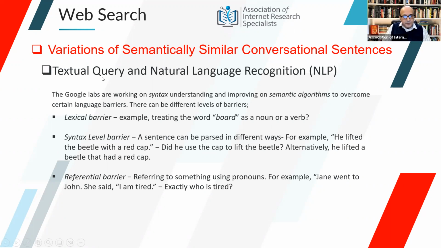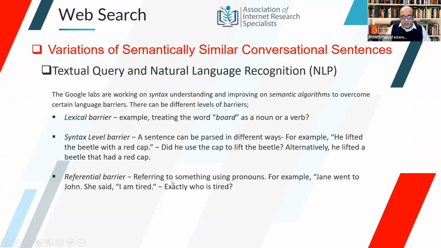Now, in natural language recognition, there are certain barriers, like lexical barriers. This is one barrier, for instance treating the word board as a noun or as a verb. Then there is a syntax level barrier, which means that if one uses the phrase, he lifted the beetle with a red cap, did he use the cap to lift the beetle? Alternatively, he lifted a beetle that had a red cap. So this could be a question for the search engine to interpret or to make its own decision. So there is this syntax level, or how you have phrased it.